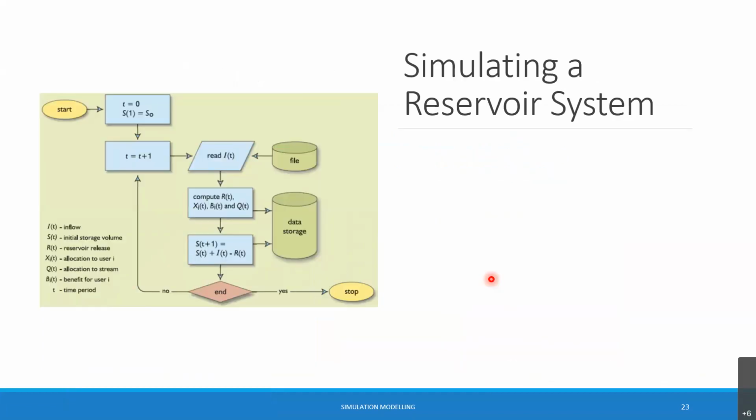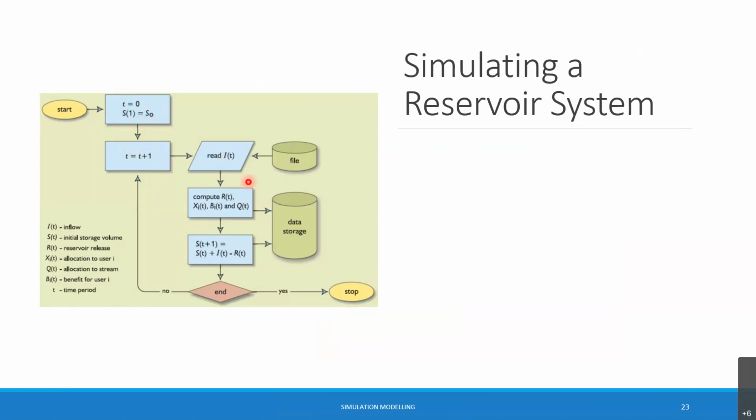So it's actually a very elementary problem, in fact, because the mathematics required is very simple here. You have a counter for time. You start with time t equals 0. What you need to do is assume some initial storage of the reservoir. That's the initial condition, the initial state of the reservoir, which always has to be assumed.